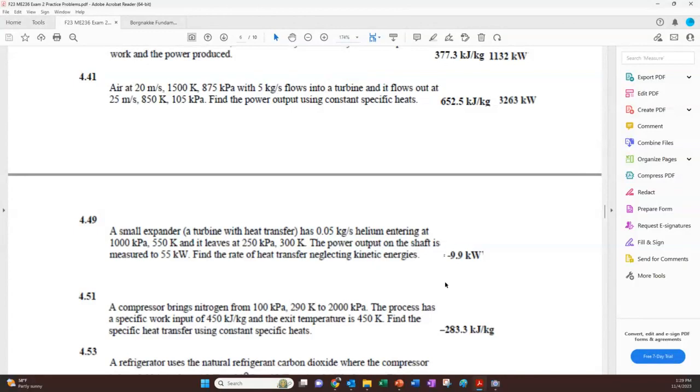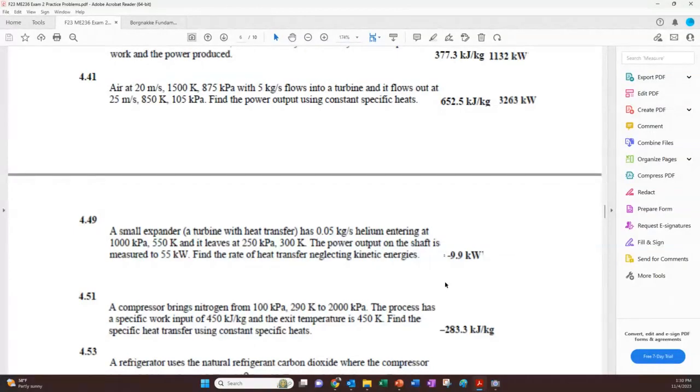And P1 is 1,000 kilopascals, and T1 is 550, and they went ahead and made it Kelvin. I would have given it to you in degrees Celsius so that you had to change it, because people make the mistake all the time with the ideal gas law, and I want you to remember to use it. I don't know if that's a jerk move or not. So the power out was 55 kilowatts.